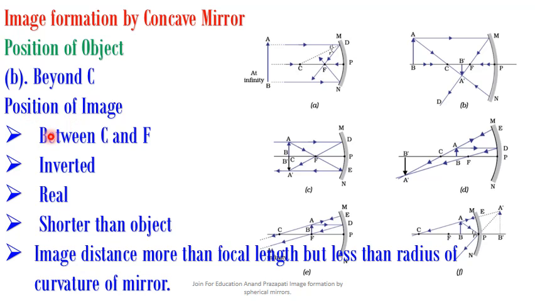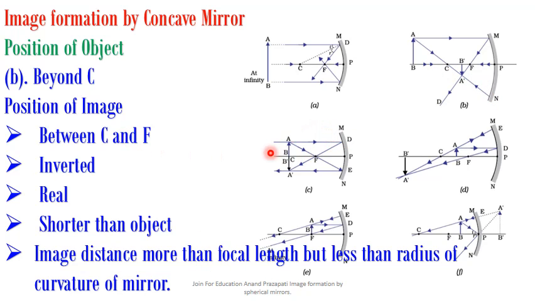Position of the image will be between C and F. Nature of the image will be inverted and real. Size of the image will be shorter than the object, and the image distance will be greater than the focal length but less than the radius of curvature of the concave mirror.